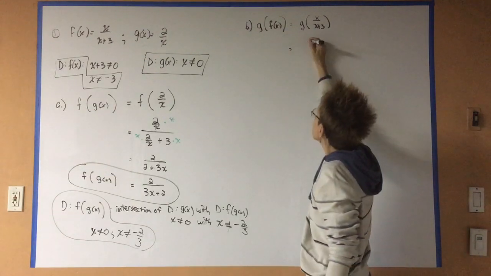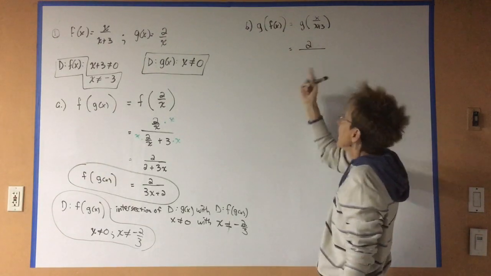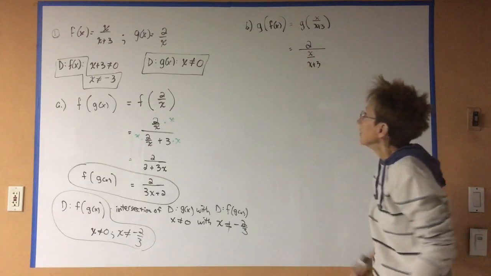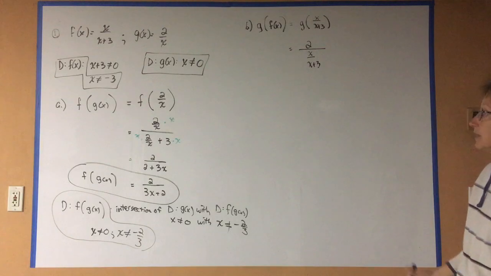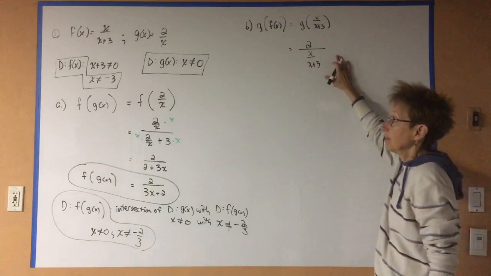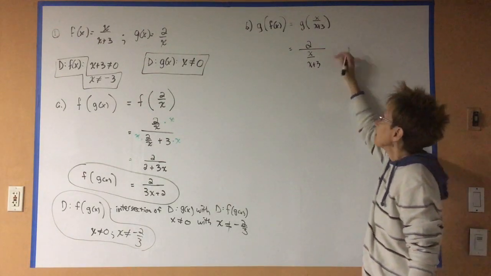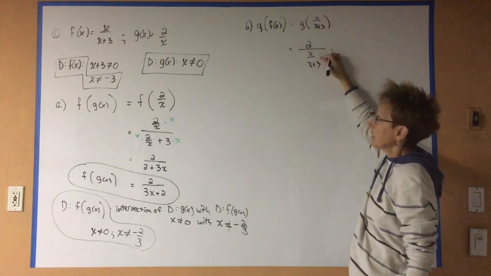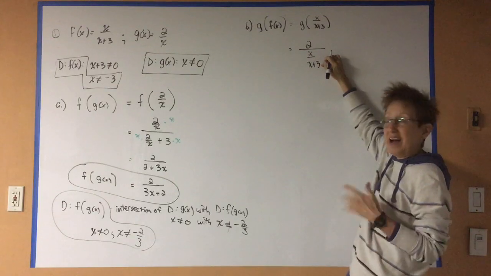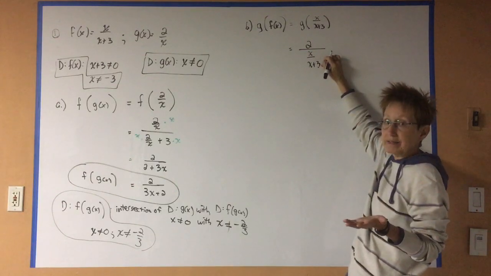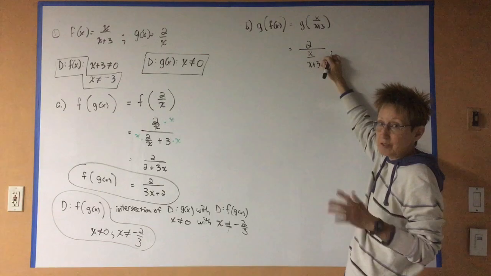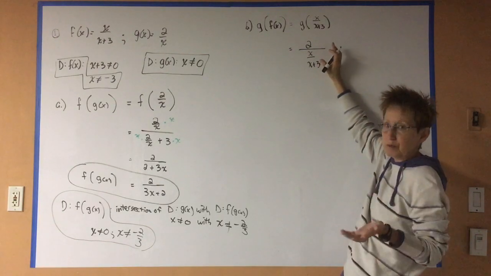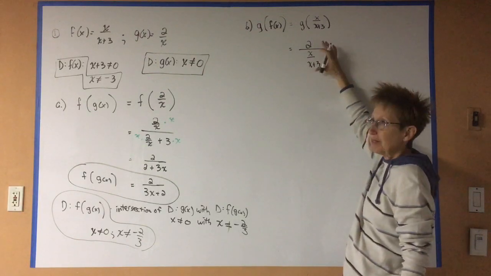So g's function says 2 over x, but instead of x, I'm going to put in x over x plus 3. So there's g of f of x, but it's not simplified yet. That's also a complex fraction, but this is a single fraction. 2 is like 2 over 1, over a single fraction, x over x plus 3. So this one, I don't have to multiply both top and bottom by the LCD, although I still feel like that's easier, but I know most students would prefer to do the division, where you multiply by the reciprocal.